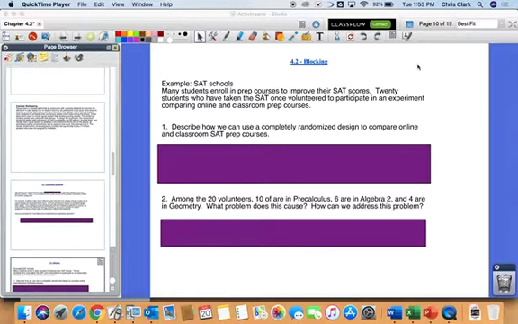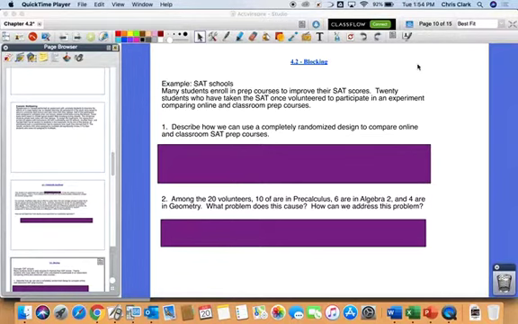Okay, so among the 20 volunteers, 10 are in pre-calculus, 6 are in algebra 2, and 4 are in geometry. What problem does this cause? Different levels of math, right? So their SAT proficiency, I guess, would probably be different. Okay, the pre-cal students probably are working at a higher level than the geometry students.